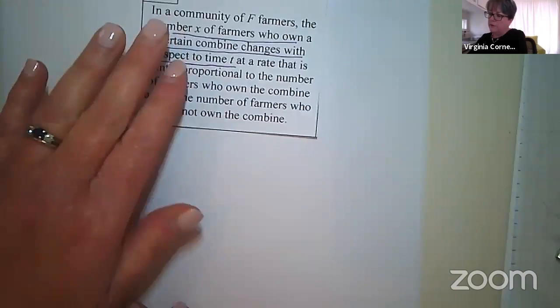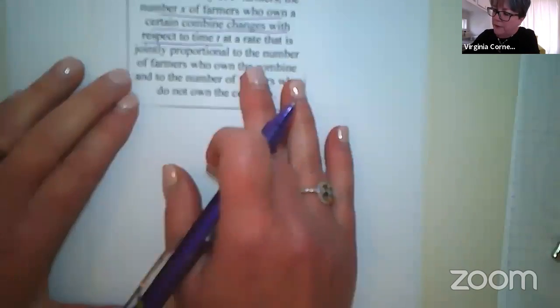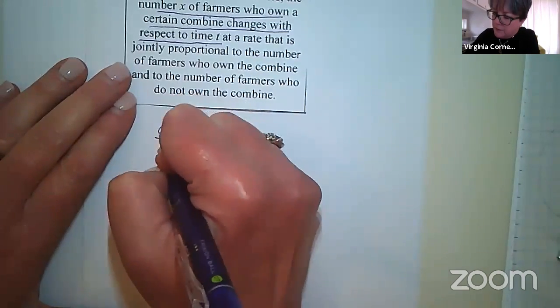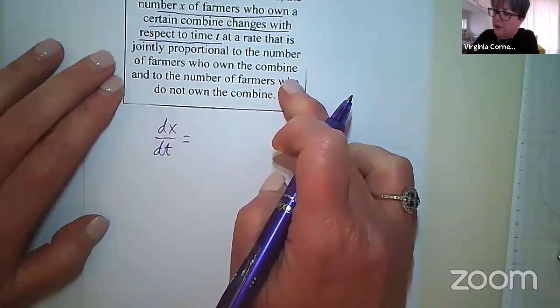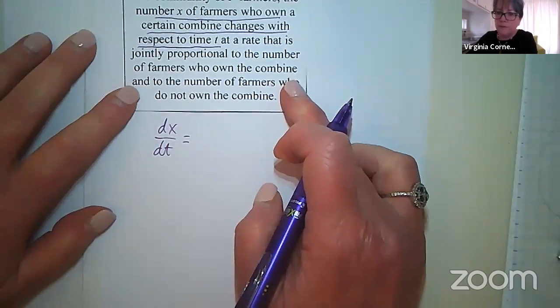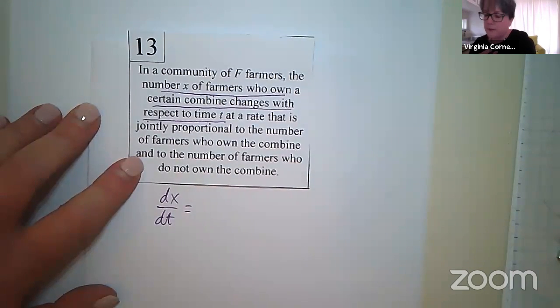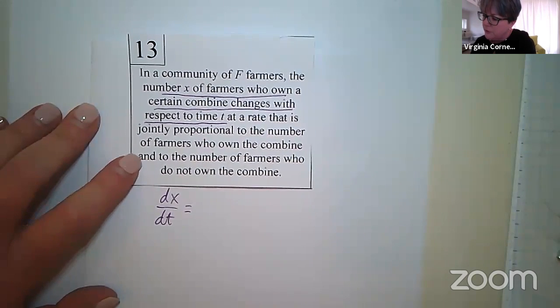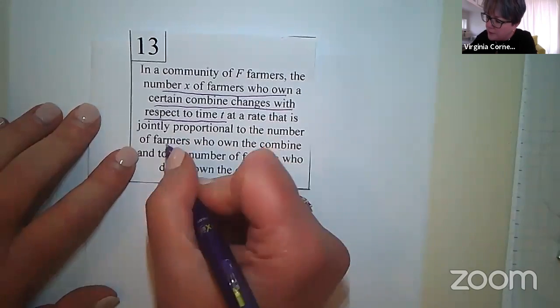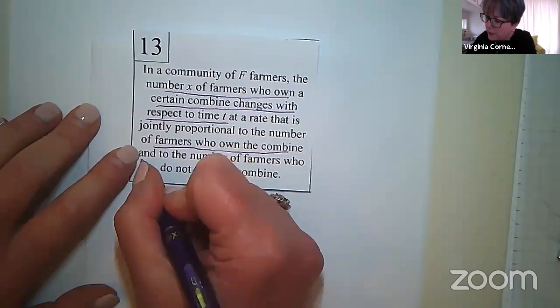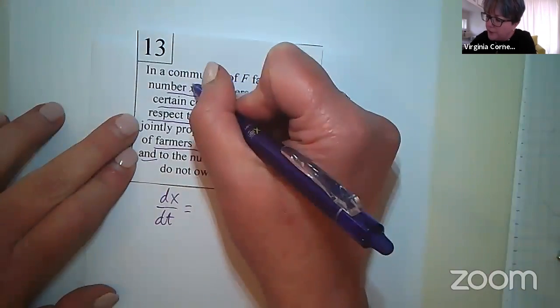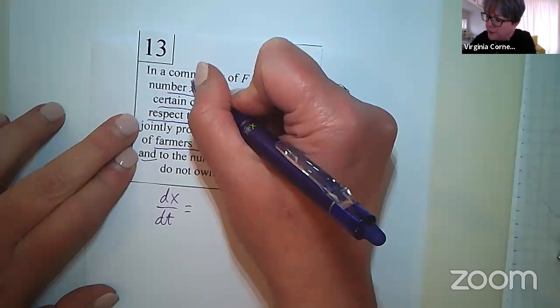I'm going to go ahead and write it right here. So that right there is dx dt. The number X of farmers who own a certain combine changes with respect to time T. And this is happening at a rate that is jointly proportional to the number of farmers who own the combine. The number of farmers who own the combine, that's X.